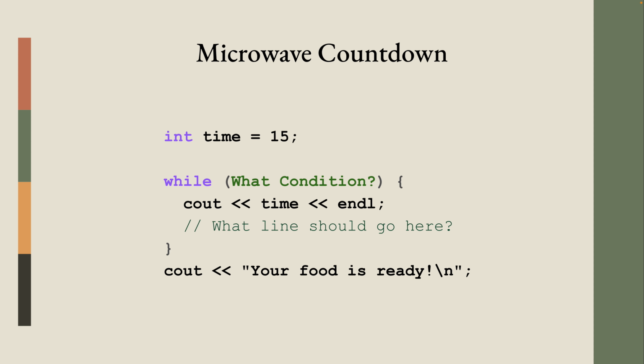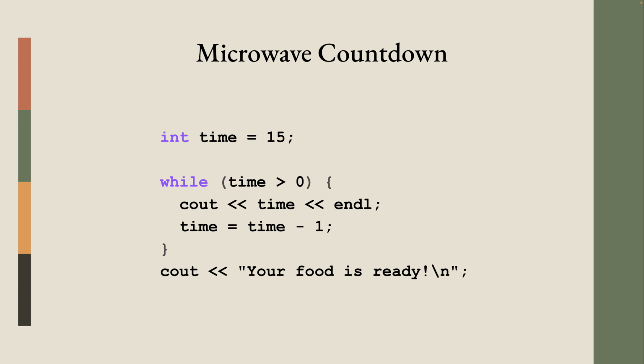And what's the condition that we want to keep counting down for? Time is equal to 0? No, because if time was equal to 0, this would never be true because 15 doesn't equal 0. So we would immediately say your food is ready. So we want here time is greater than 0, because let's pretend the countdown was smaller. Let's say time was equal to 3.